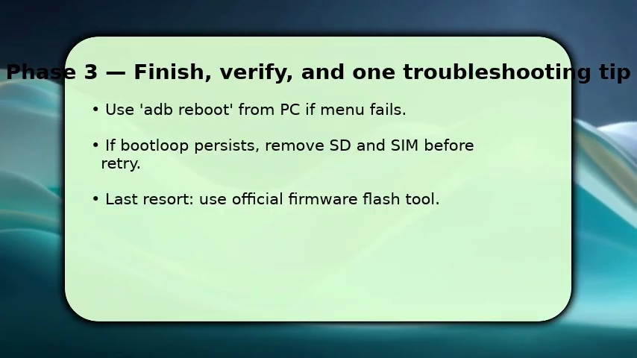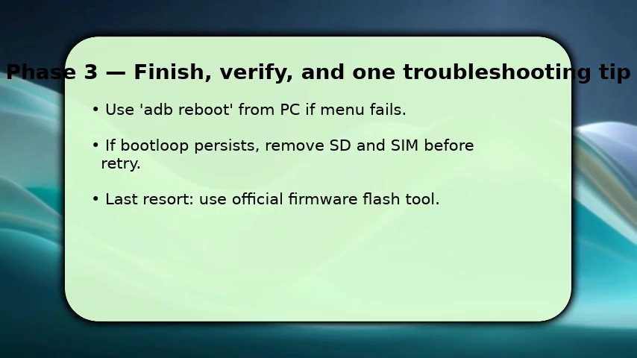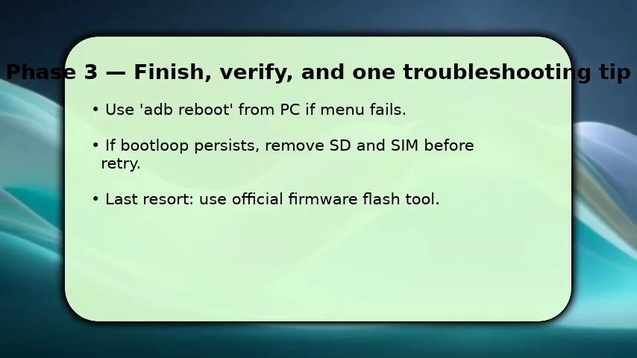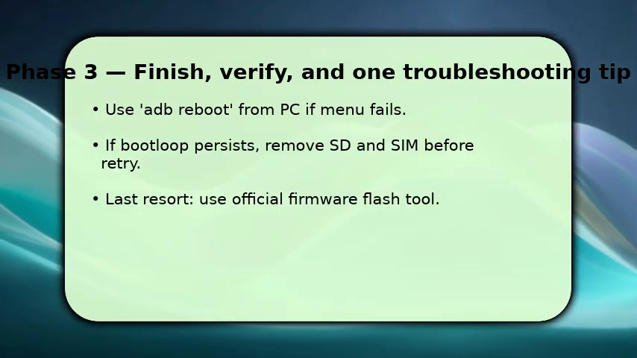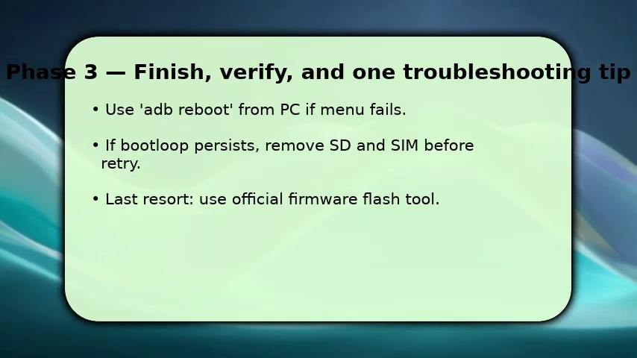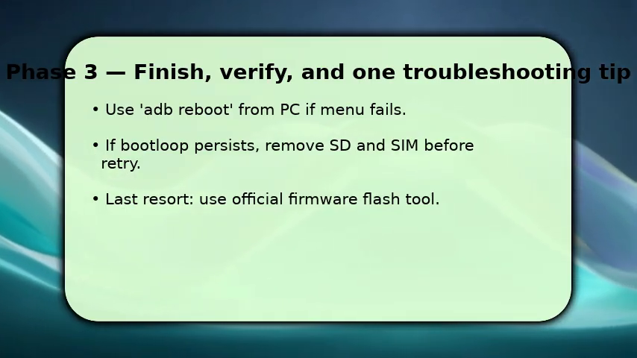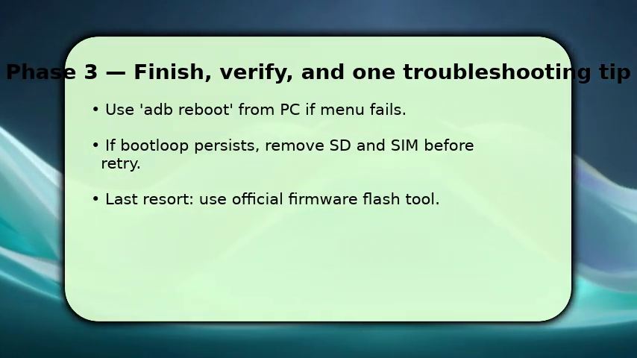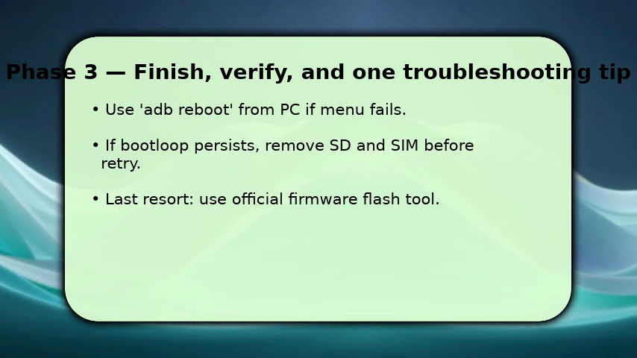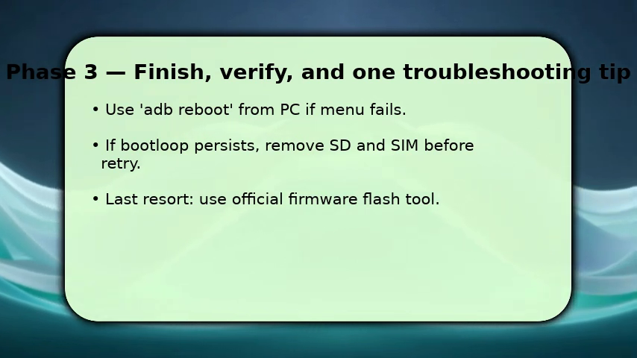If the phone still loops, download the official Oppo recovery or flash package and follow the vendor tool instructions. One key troubleshooting tip. Attempt an ADB reboot first. It's quick and often resolves transient recovery loops without risking personal data or needing a factory reset.